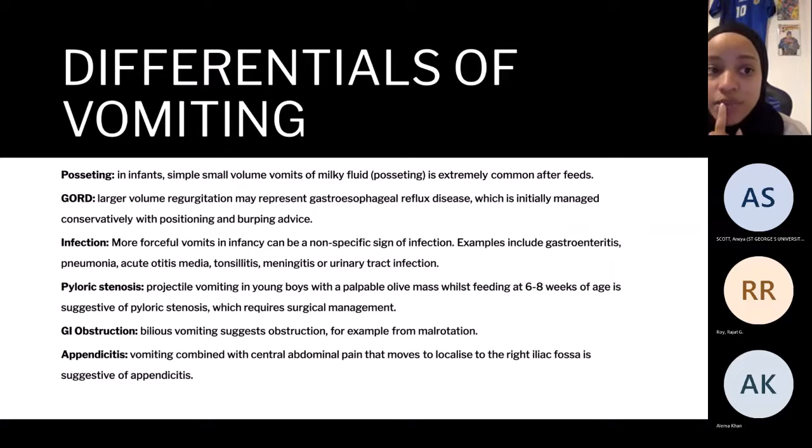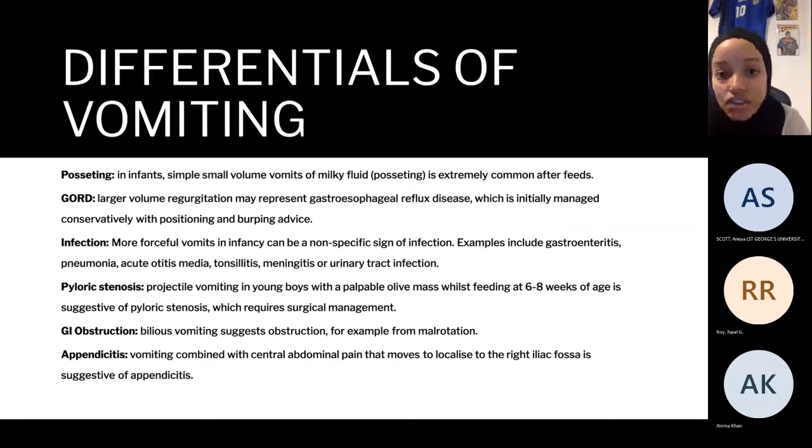Here are some of the other differentials of vomiting. So yeah, posseting is just simple, small volume of vomits. It's milky in consistency, and it's very common after feeds. Like almost all children will have it. GORD, we've mentioned. And yeah, it can be managed conservatively with positioning and burping as well.